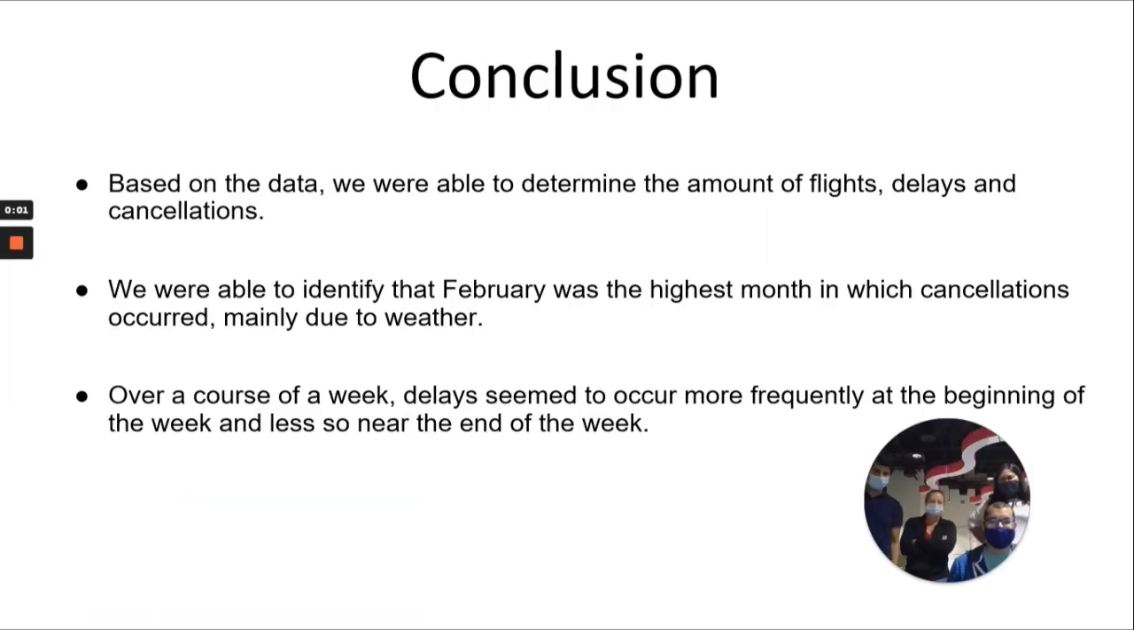Hi, this is our whole group, and we decided to get together one final time for the conclusion. So for the conclusion, based on the data, we were able to determine the amount of flights, the delays, and cancellations. We were also able to identify February as one of the highest in cancellations among months, and it was due mostly to cancellation code B, which is weather. And of course, over the course of the week, delays seem to occur more frequently at the beginning on Mondays and about midweek, Wednesday and Thursday.